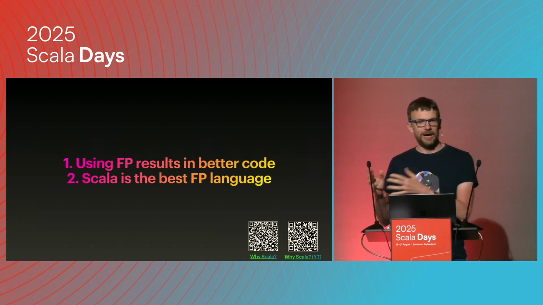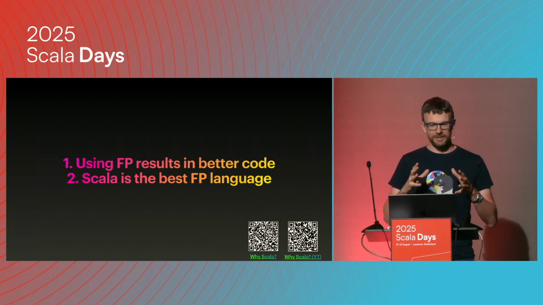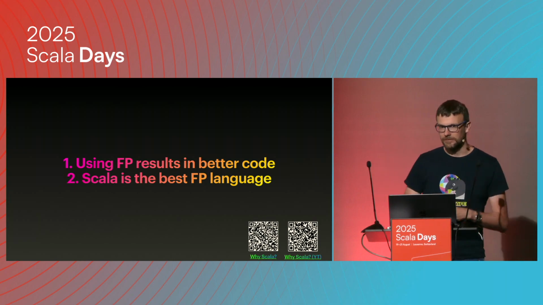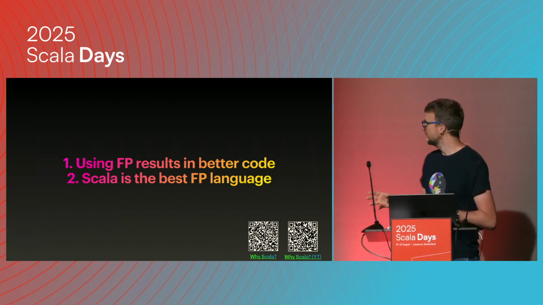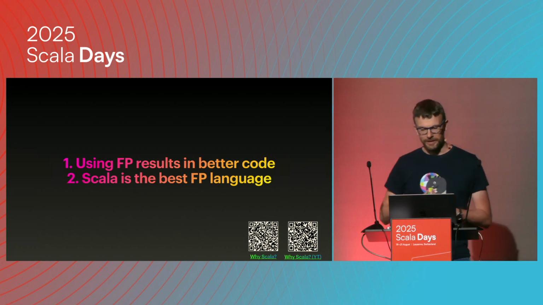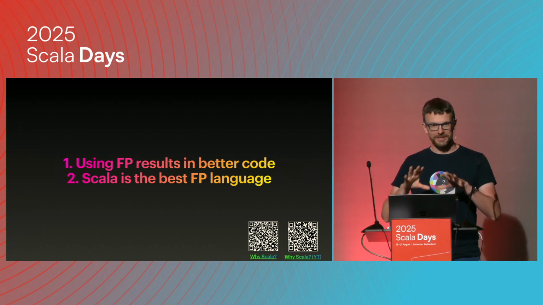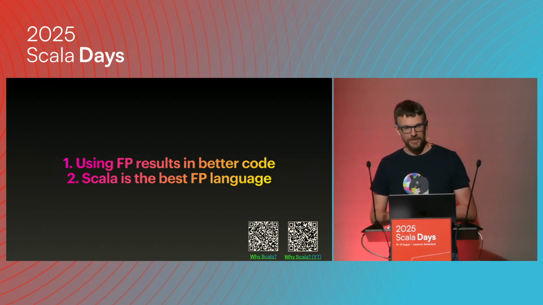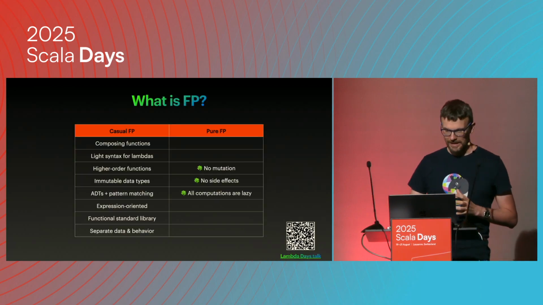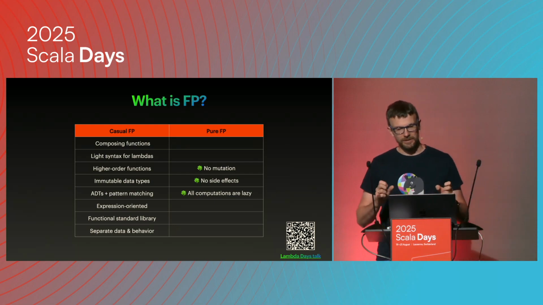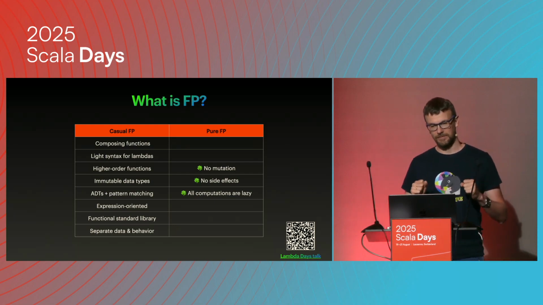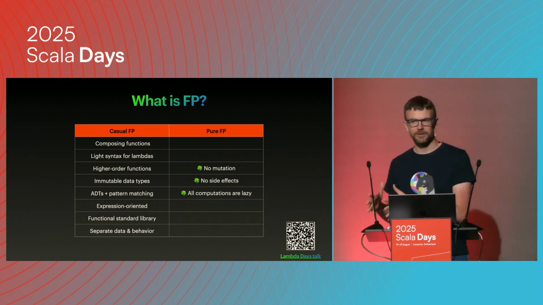For the first part, there are a lot of articles on the web. For the second part, there are my videos and my articles where I try to argue that. We can also talk later if you're interested, but that's the assumption. However, I think that we should shift the accents a bit when it comes to functional programming.